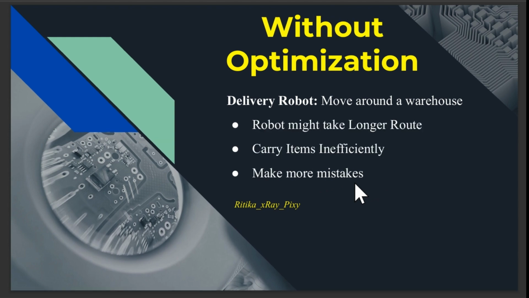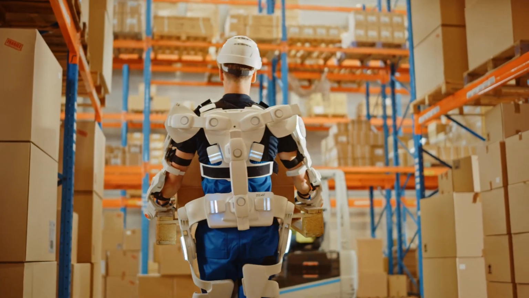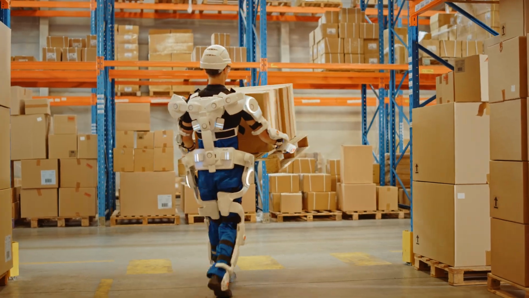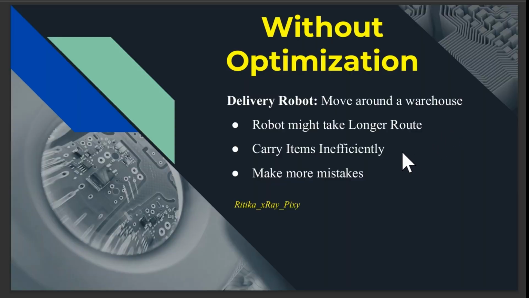So without optimization, the robot might take longer routes that result in time wastage, energy wastage, and it could carry items inefficiently, like picking up one item at a time instead of grouping them. And the robot might make more mistakes like bumping into obstacles or misplacing items.